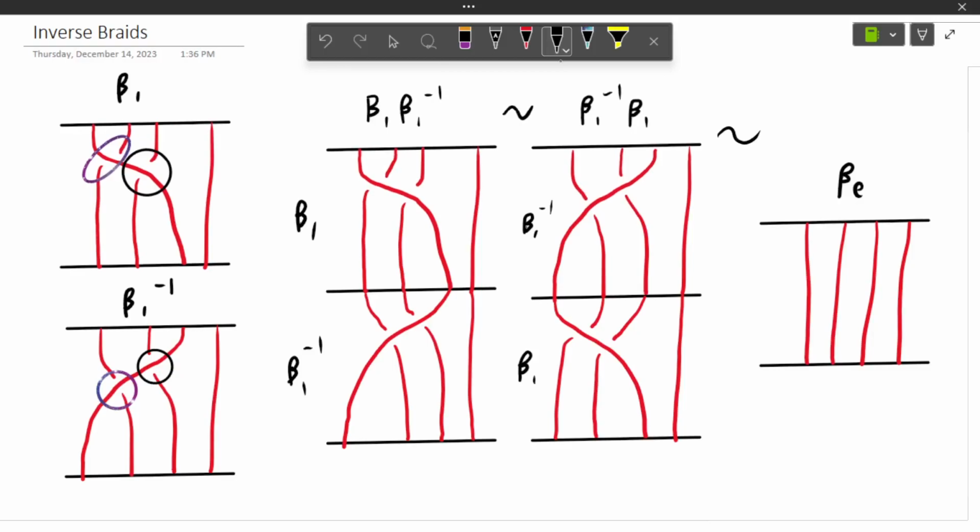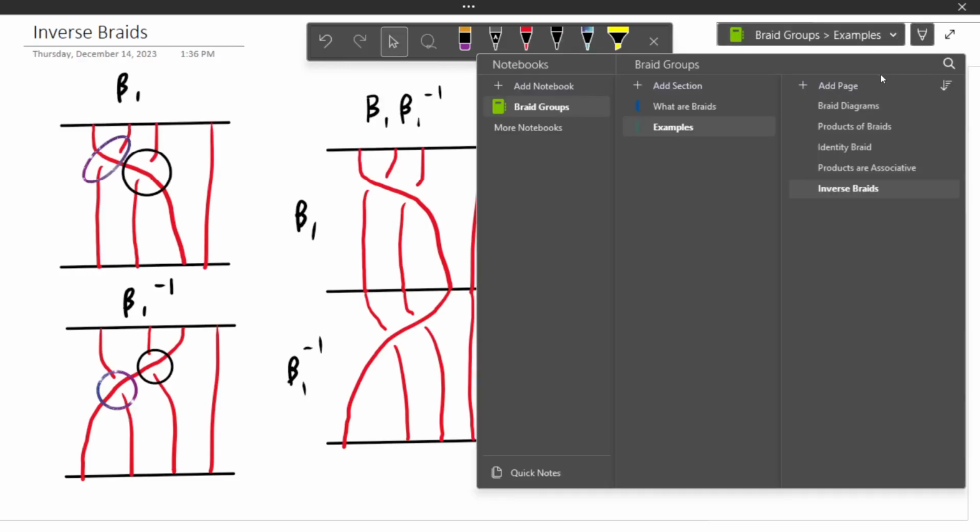These are all equivalent. We're going to use this symbol here to mean equivalent, as if you can take the strings and pull them apart without twisting or untwisting.